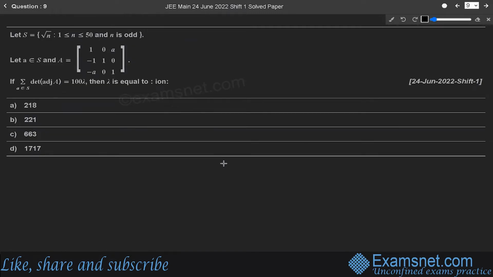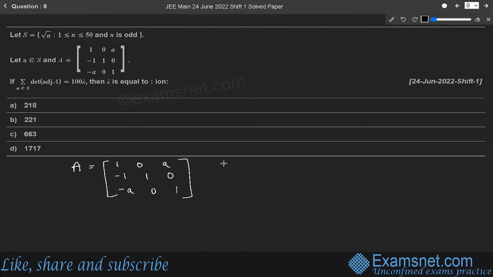Moving on to the next question. Let S be the set of root n such that n lies between 1 and 50 and n is odd. Let A belong to S and matrix A is equal to [1 0 A; minus 1 1 0; minus A 0 1]. If the summation over A belonging to S of determinant of adjoint of A is equal to 100 lambda, then lambda is equal to. So we have to find the value of lambda here.